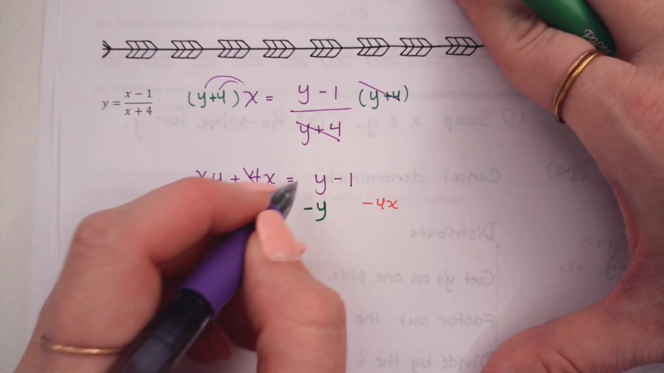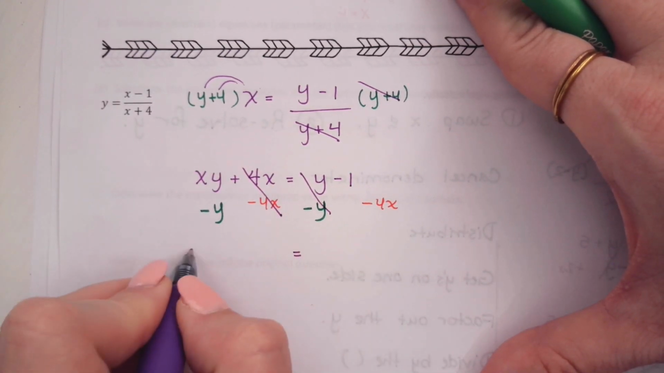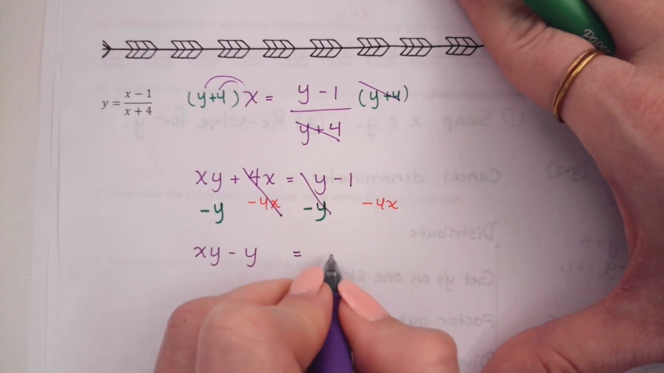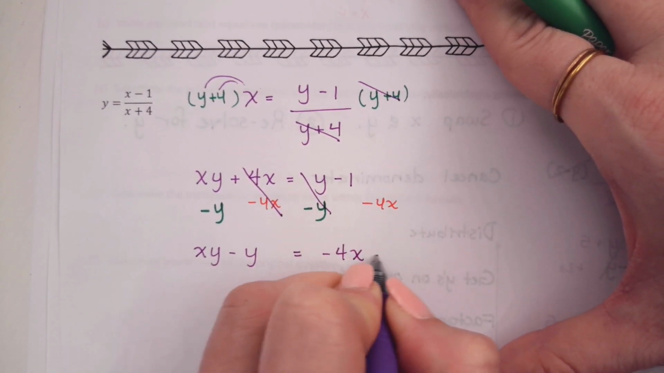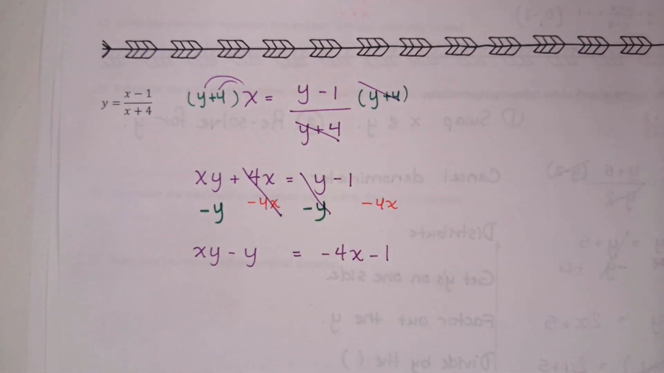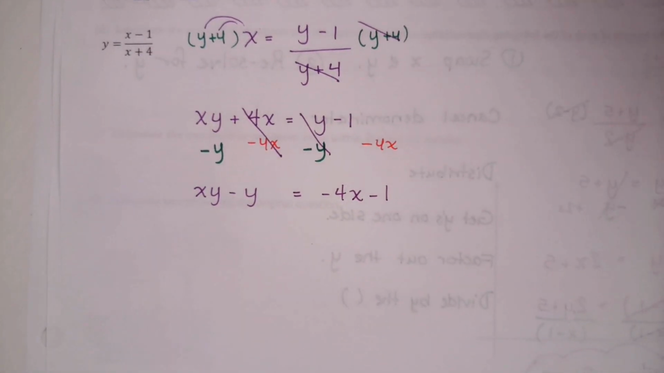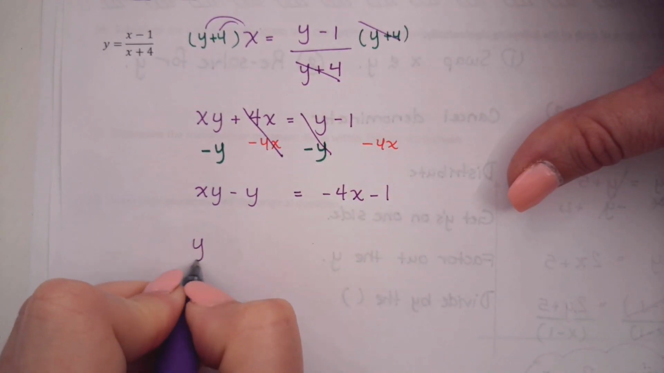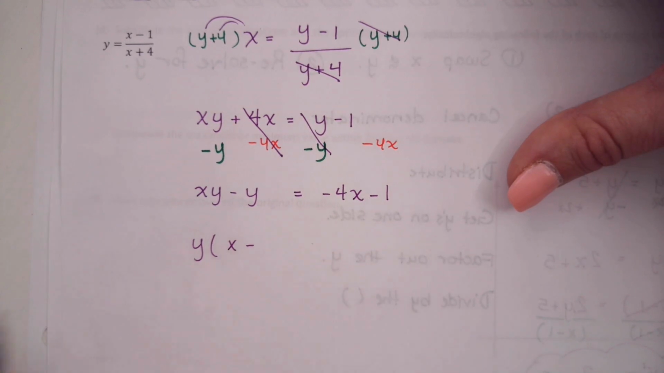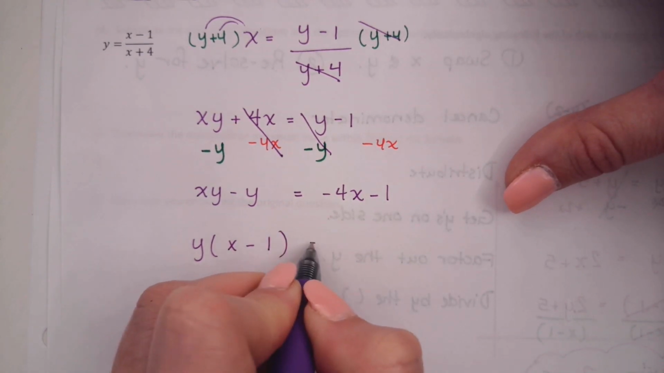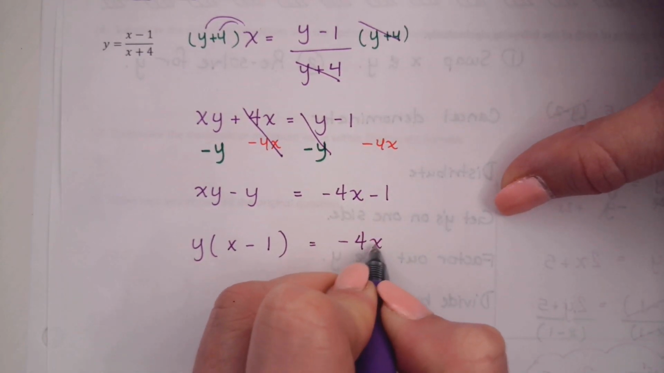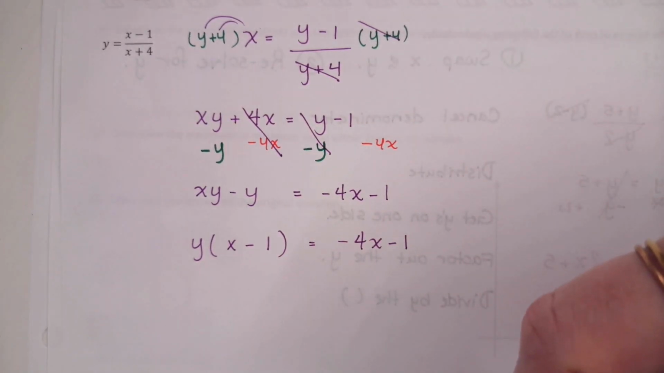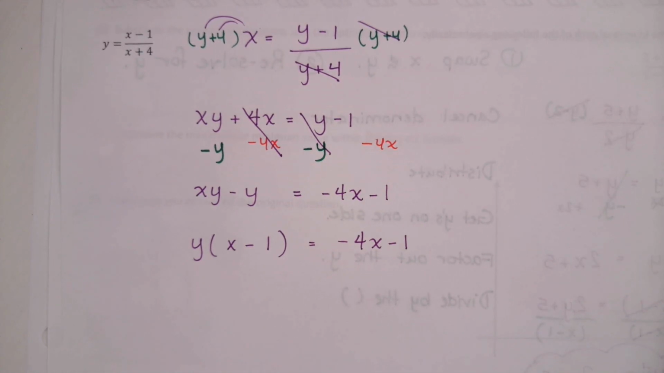Alright, cleaning it up. Let's see, these and these are gone. We'll have xy minus y over negative 1 minus 4x, or negative 4x minus 1, same thing. And then what? Factor out a y, like a little GCF, right? x minus 1. And then my last step here, you divide it by that parenthesis, x minus 1.